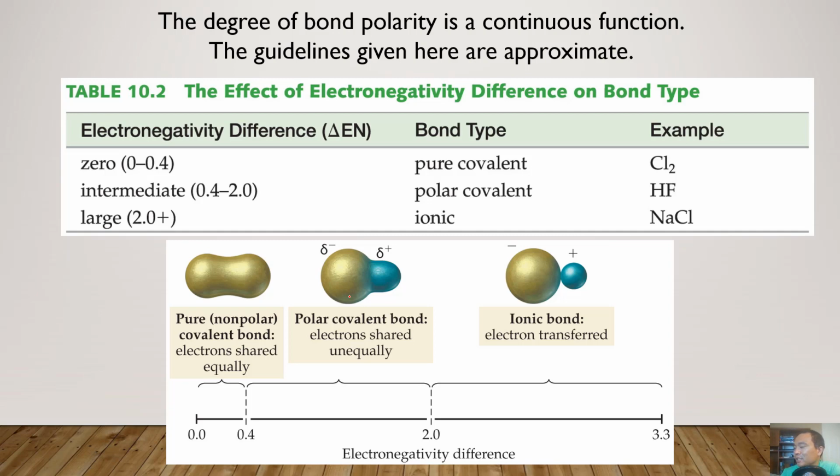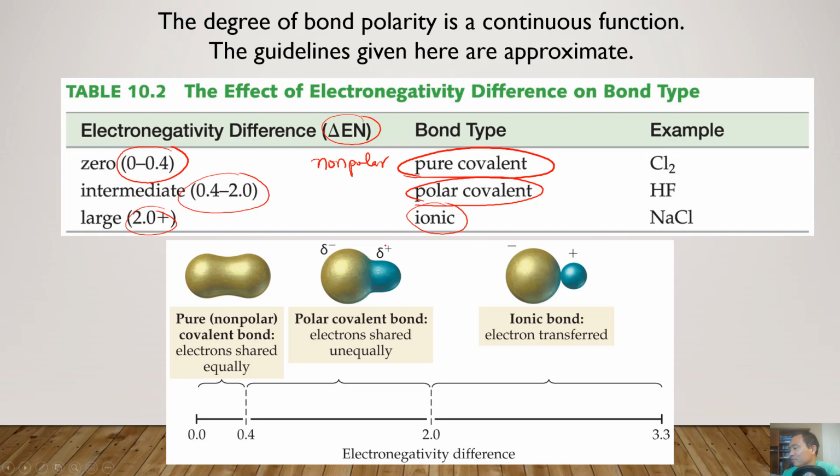Usually, when the electronegativity difference is between 0 to 0.4, we say the bond is pure covalent, or we call that nonpolar bond. If the electronegativity difference, delta EN, is between 0.4 and 2, then it forms a polar bond. If the difference is greater than 2, it forms an ionic bond.